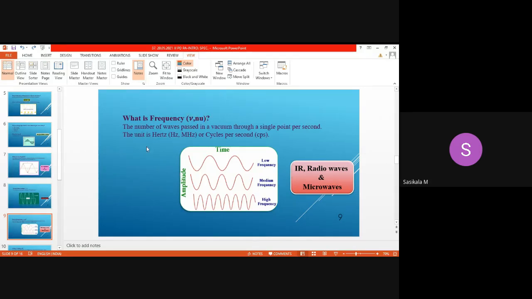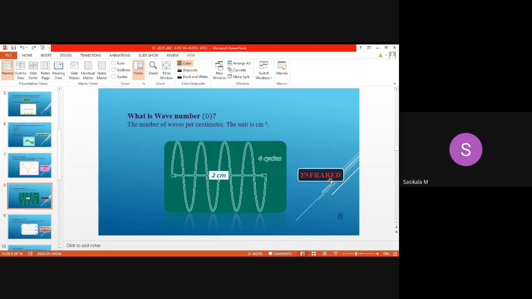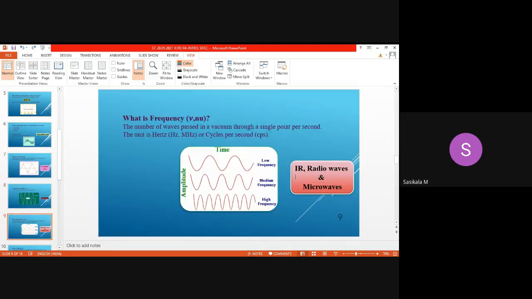Okay. So this is another characteristic called frequency, by which radiation is characterized. IR, radio waves, and microwaves: these 3 radiations are measured with hertz or cycles per second, that is, in frequency units. IR radiation can be measured with centimeter inverse and also with frequency. It is measured with frequency because it is directly equal to the vibrational frequency of the molecule. Apart from centimeter inverse, the units are mentioned with frequency also.